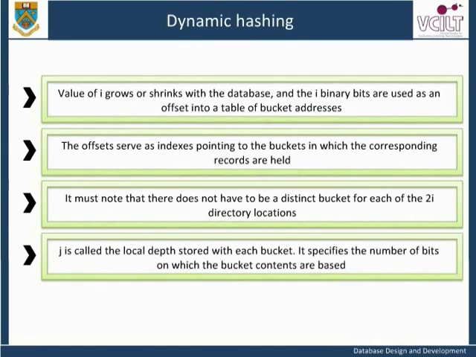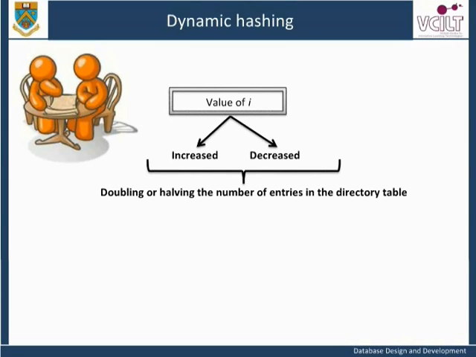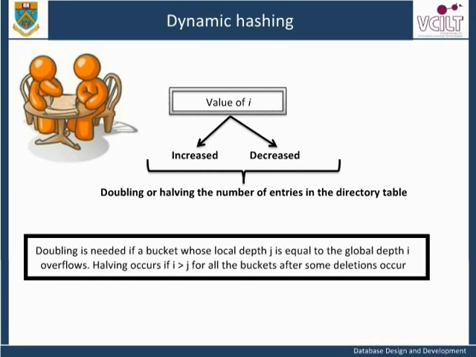In Figure 6.3, for example, the middle 2 buckets contain records which have been hashed based on the first 2 bits of their hash values, that is, starting with 01 and 10, while the global depth is 3. The value of i can be increased or decreased by 1 at a time, thus doubling, or halving, the number of entries in the directory table. Doubling is needed if a bucket whose local depth j is equal to the global depth i overflows. Halving occurs if i is greater than j for all the buckets after some deletions occur.